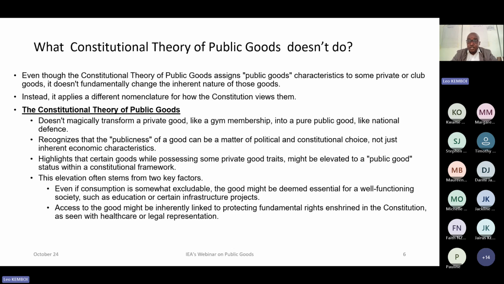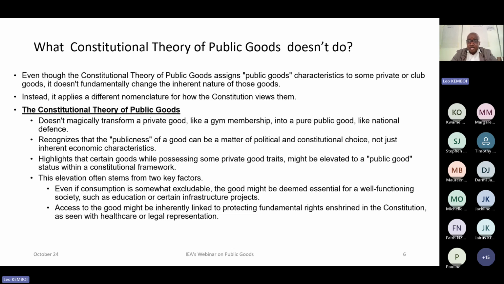And it's for one simple reason: they want to make a justification for how public finances can be expended in making investments in these goods. But just to focus, the constitutional theory of public goods doesn't magically transform something like a private good, for example a gym membership, into a pure public good like national defense. It does not make them equal.